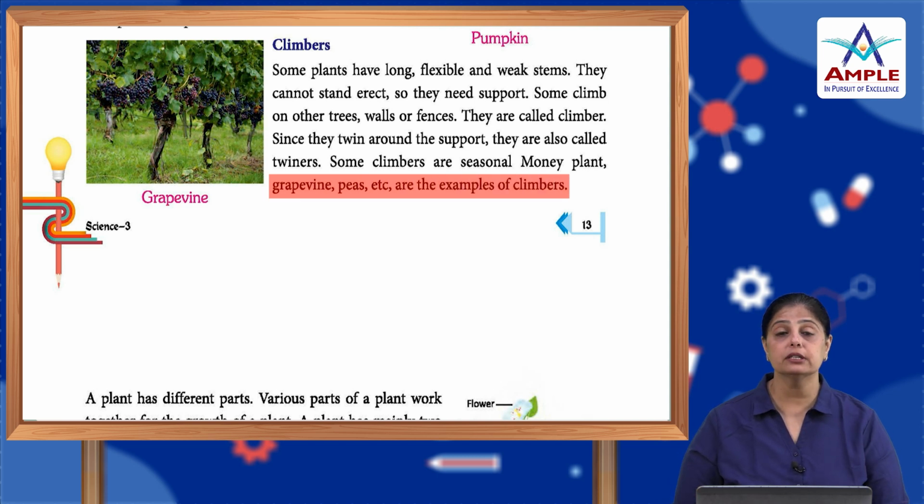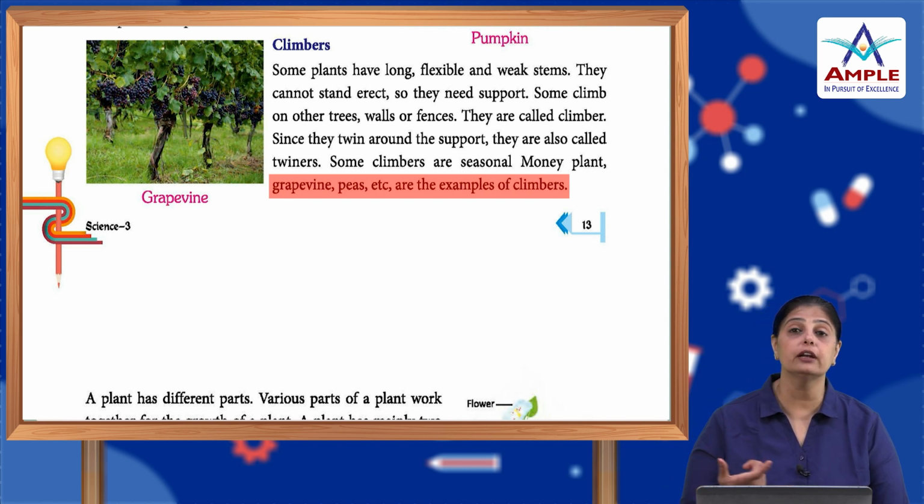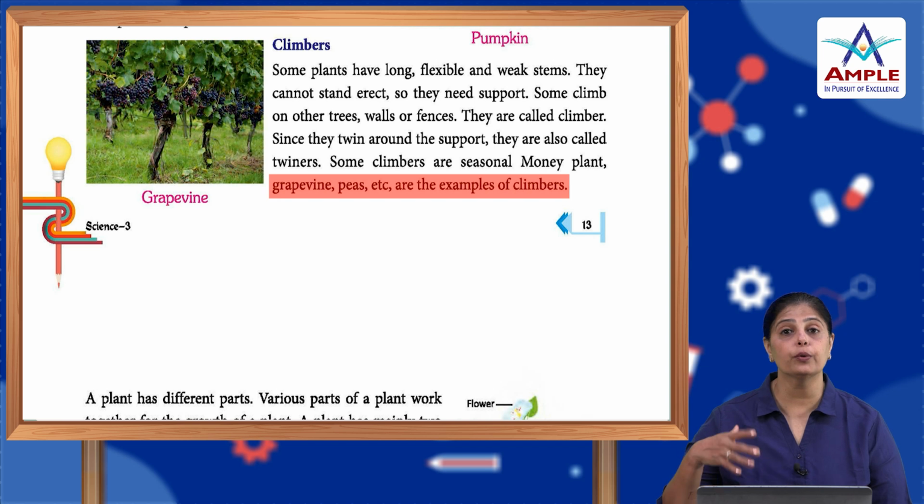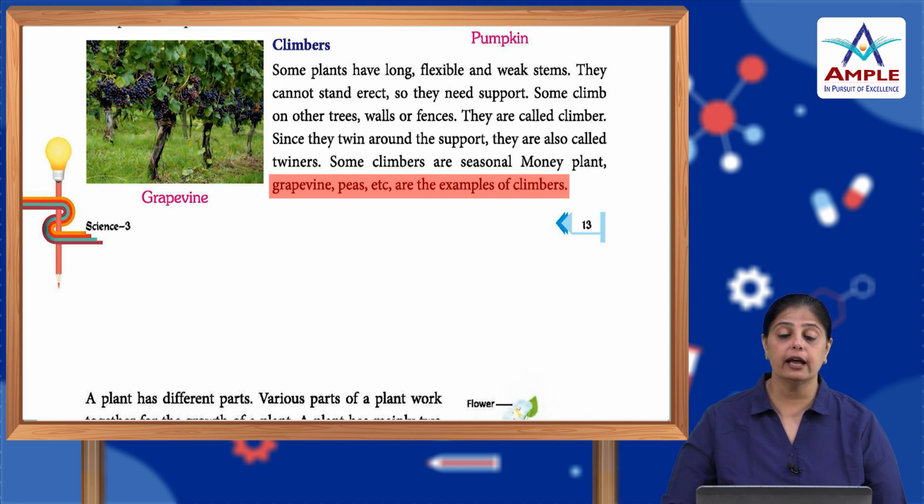So what are climbers? They are long, they are flexible, okay, but their stems are weak. You must have seen a money plant around your house, where your mother must have put a stick in between and then rotated the plant around the stick. Why is that so? Because the plant needs support, otherwise it will not grow up, okay. Now they are called climbers. They are also called twiners, all right.